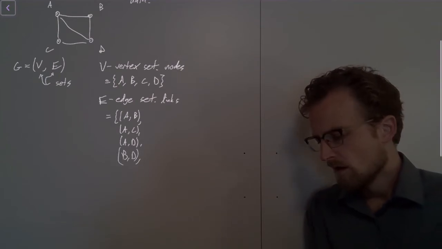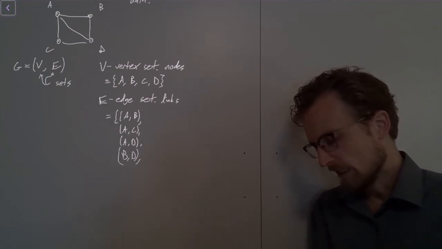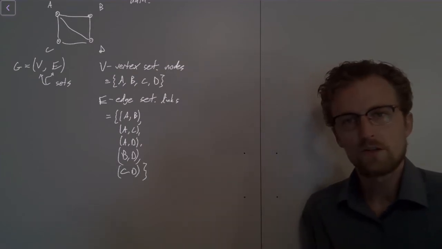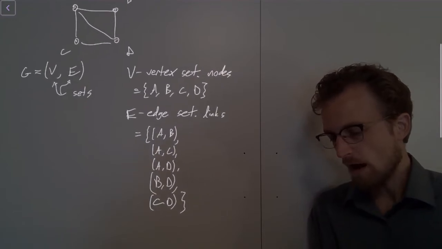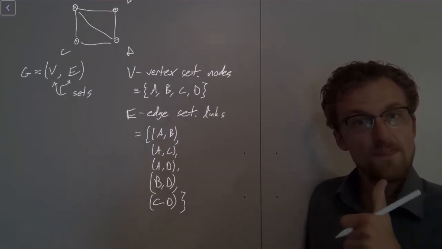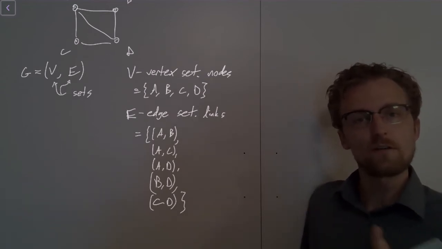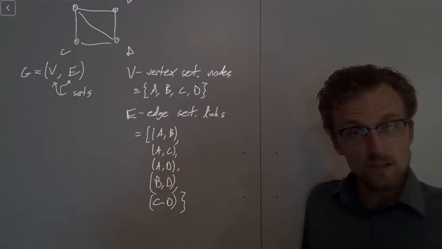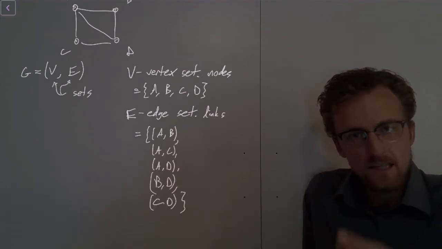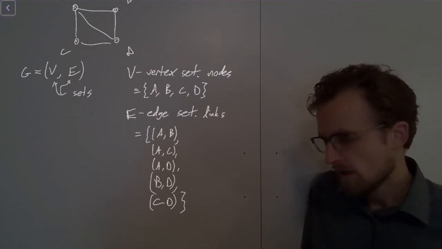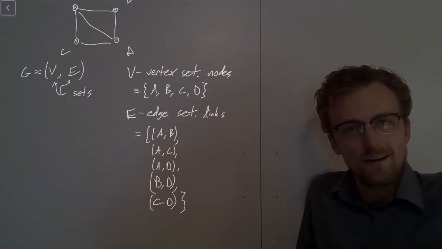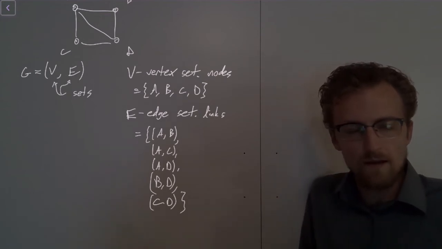We also have CD, and that's the full edge set of this graph. So a graph is any data structure where we have a vertex set, a set of things, or a set of people, or a set of nodes, or a set of locations, and then an edge set defined as a set of pairs of those things. So anytime you have something that's defined as a set of pairs, you can represent that as a graph.